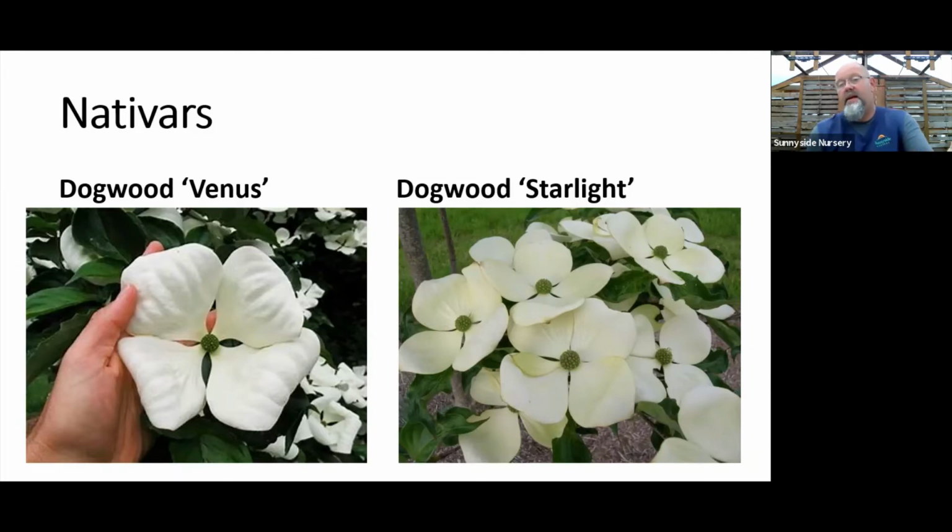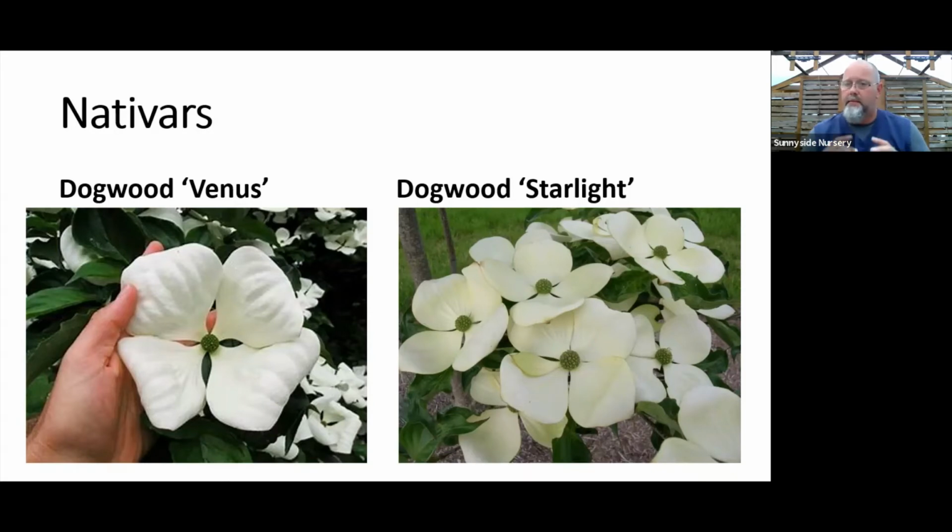So I have Venus in my yard. That was when I chose a dogwood about 20 years ago. I put Venus in my yard because I liked the idea of the massive, almost dinner plate flowers. I wanted white, had room for a big tree. So I chose that as my nativar.